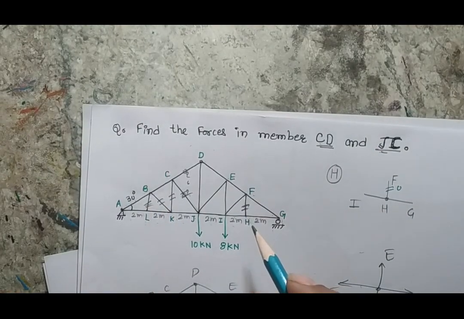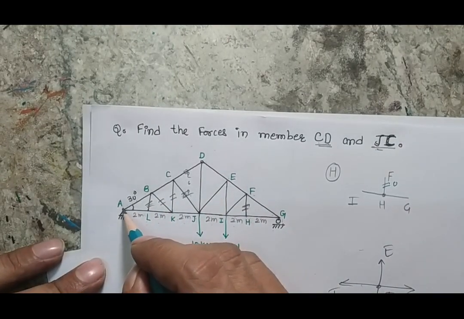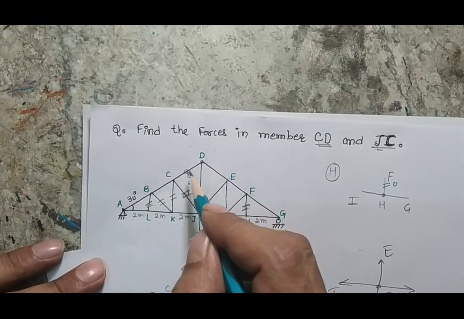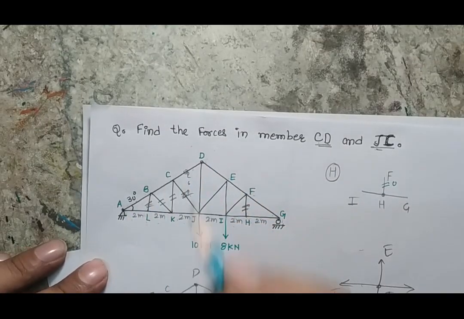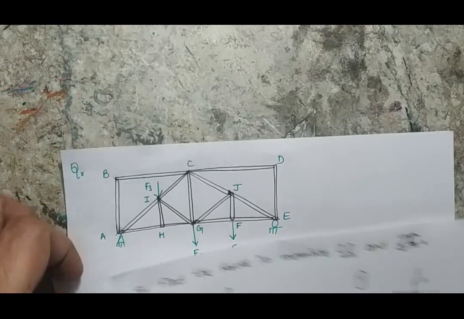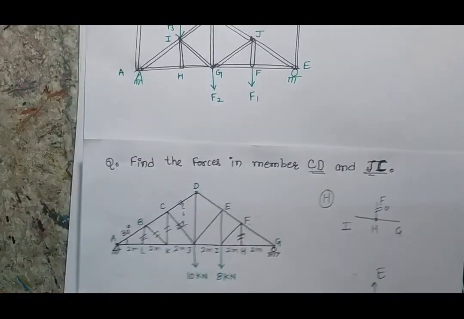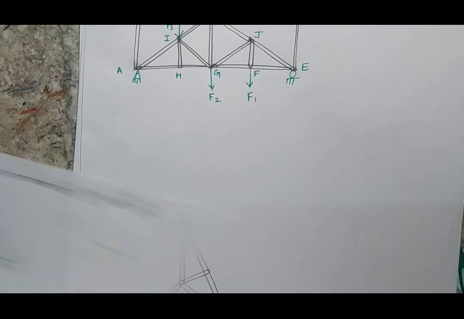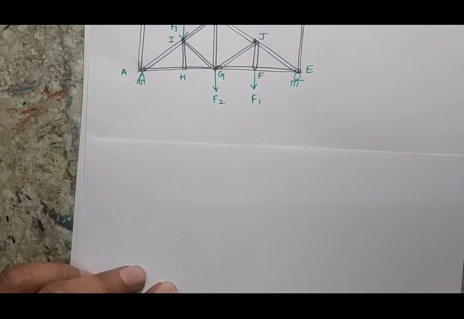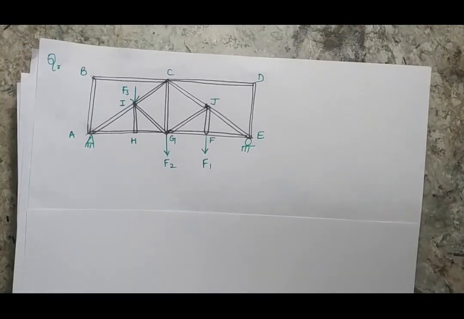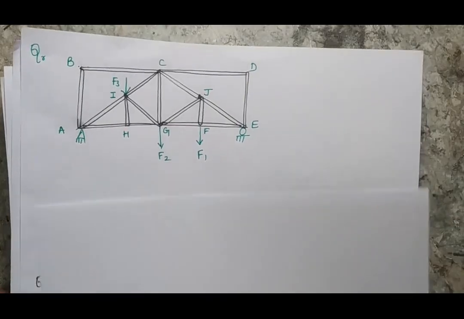Here also it is a zero force member. So whatever force I am calculating in AD will be for the members AB, BC and CD. At the end, I am going to give you clarity on the two important problems.